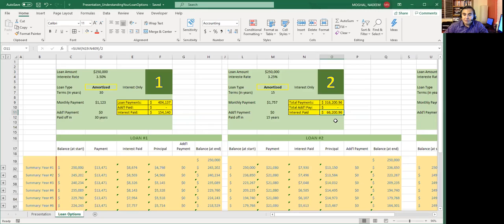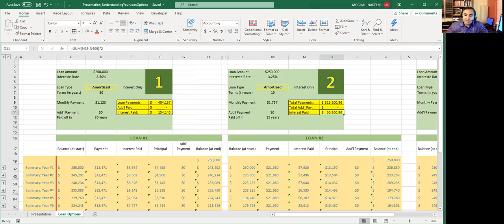So the commitment between the two is, in case 1, even though we'll end up paying more in interest, our commitment is lower, $1,123, whereas in case of loan option 2, the commitment is much higher, $1,757.